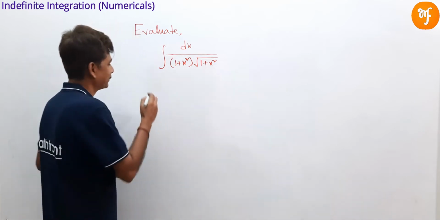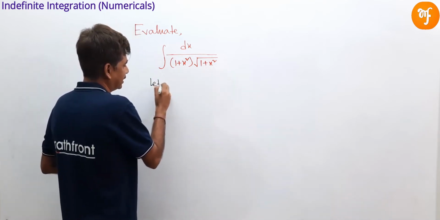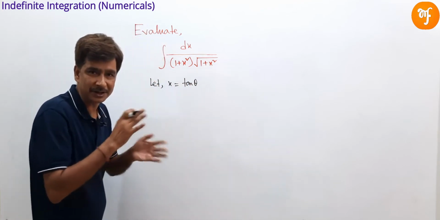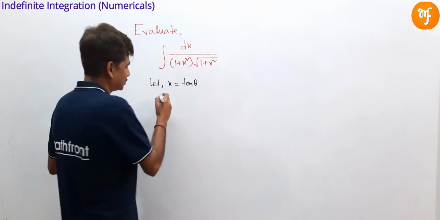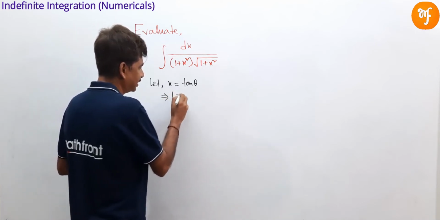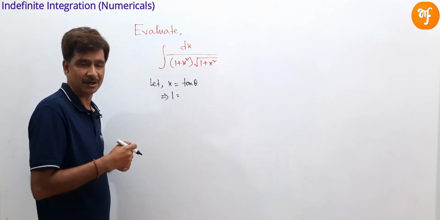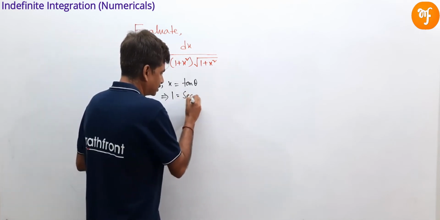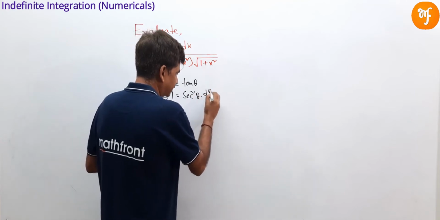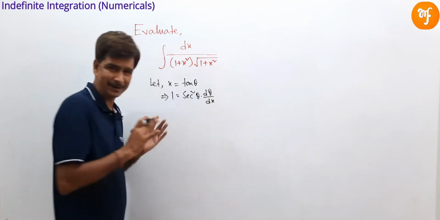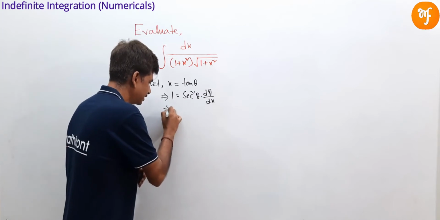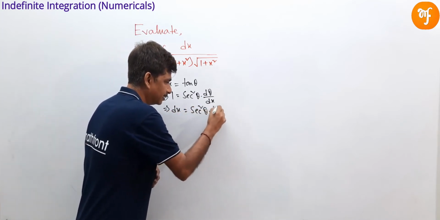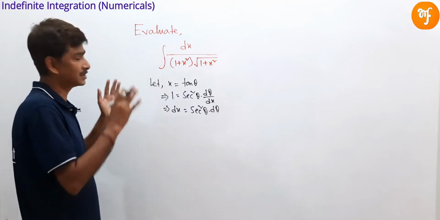Just look. So let x is equal to tan theta. Okay, now differentiating both sides with respect to x. So d/dx of x is obviously 1 and d/dx of tan theta is equal to sec square theta into d theta by dx. So 1 is equal to sec square theta into d theta by dx. Okay, so what is dx? dx is sec square theta into d theta. Okay, now what does the integration become?